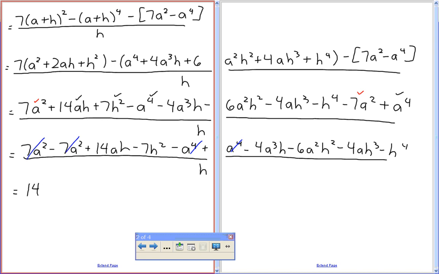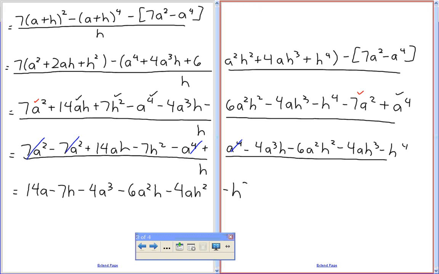14a minus 7h minus 4a cubed minus 6a squared h minus 4ah squared minus h cubed. Does this fit on a regular page, or do we need to turn it sideways? Mine did. All right. Okay, so this is it. We've got to flip back 2 screens now.